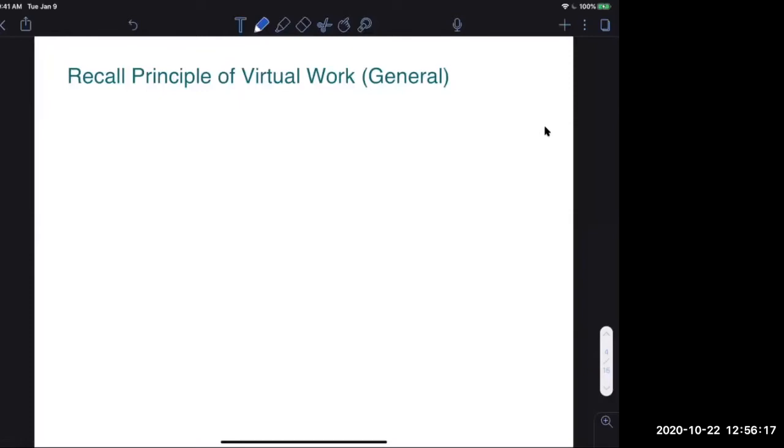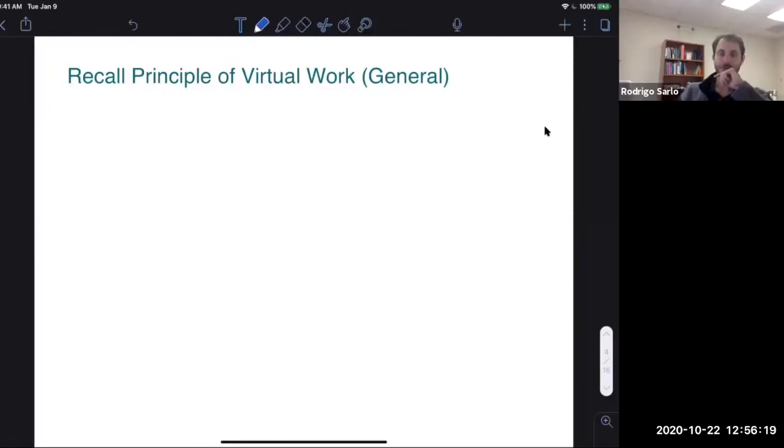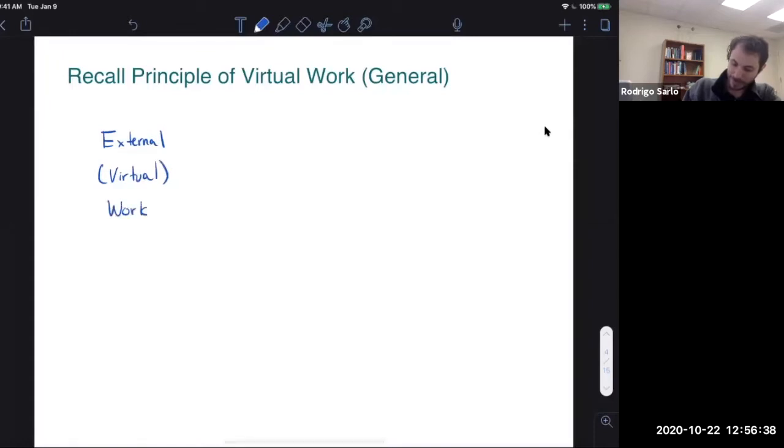So Logan is saying external work equal to internal work. That's a very good definition. I like it. So let's go with that. I'm just going to fill in virtual here, but the idea is sound. Okay. External virtual work potentially is equal to internal virtual work. Okay.